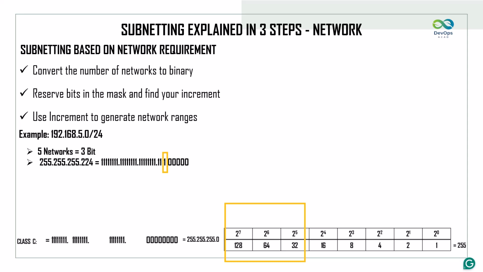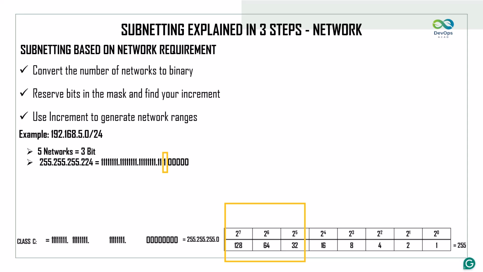So I have 3 bits. So 1, 2, 3. All right. So even if it's 4 bits, the 4th one will be my increment. So the last bit is always your increment. All right. So the last bit is always our increment.